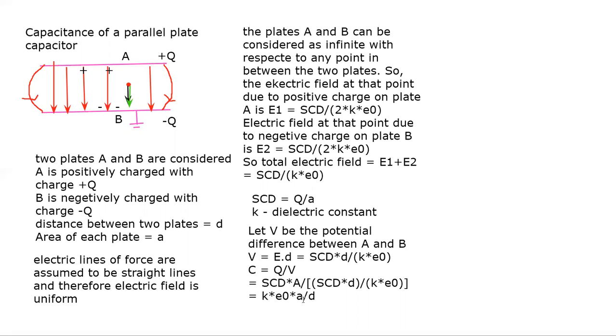As I have told you in the earlier class, the capacitance of any capacitor depends on the distance of separation between the plates, right? So the lesser the distance, the more will be the capacitance. Now you can easily see that C is inversely proportional to D. So the more the distance, the less will be the capacitance, and the less the distance, the more will be the capacitance.